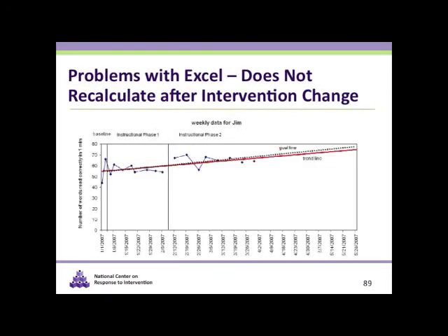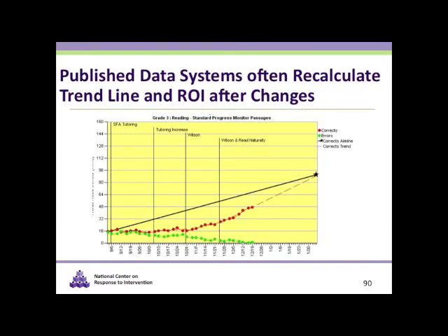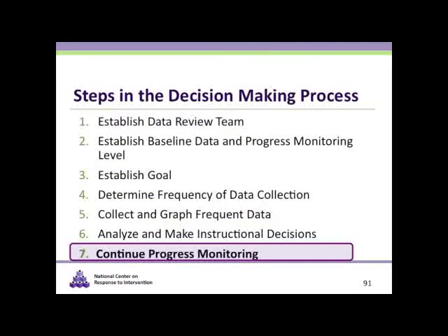One big problem with Excel is that it does not recalculate after the intervention has been changed. As you can see, the trend line uses all the data points on the graph and doesn't differentiate those before and after the intervention was adjusted. As you can see in this example, the commercial graphing program AimsWeb recalculates the trend line and ROI after the intervention changes. This graph shows 4 separate trend lines based on 4 different interventions. It is important to check with the publisher to determine if the data system will recalculate trend lines after each intervention change. Progress should be monitored until the team determines that the student no longer needs supplemental supports.